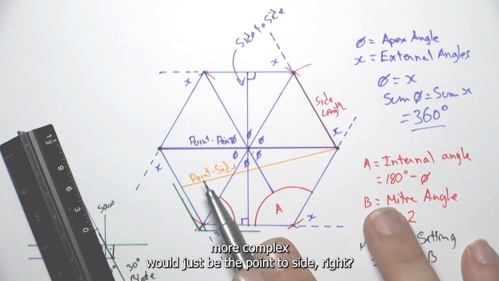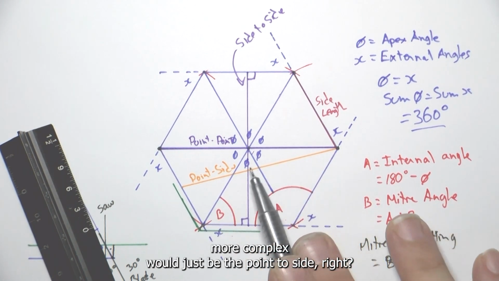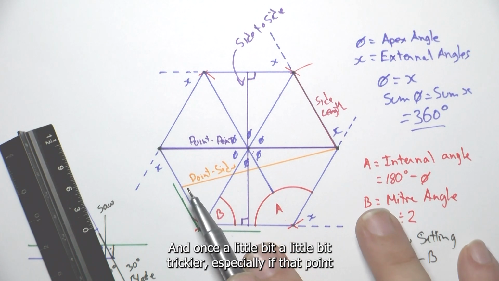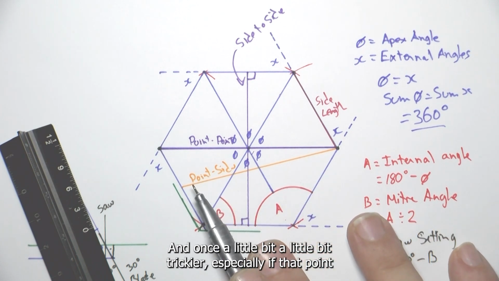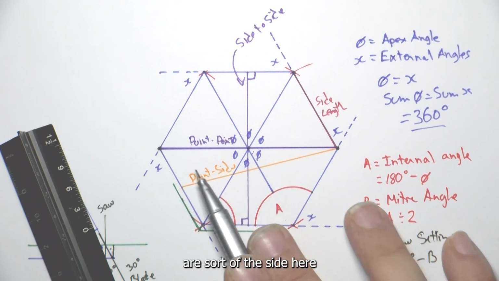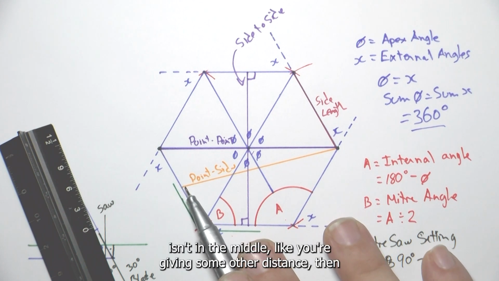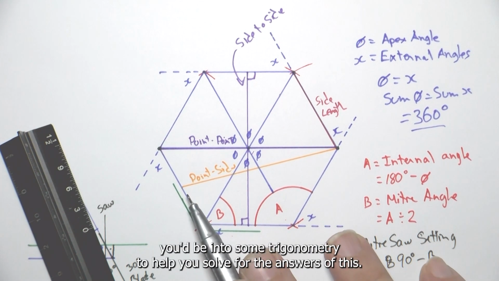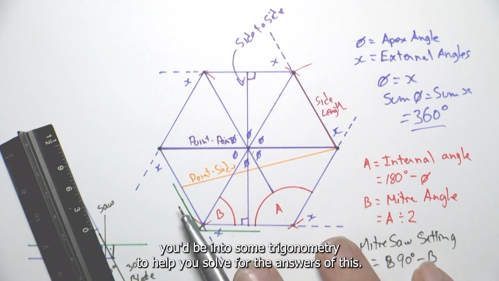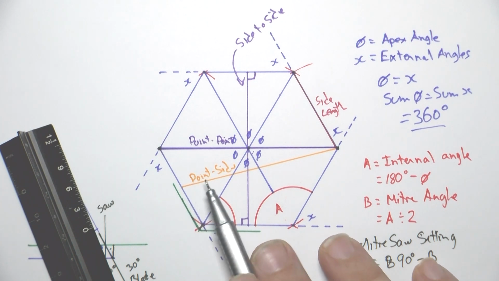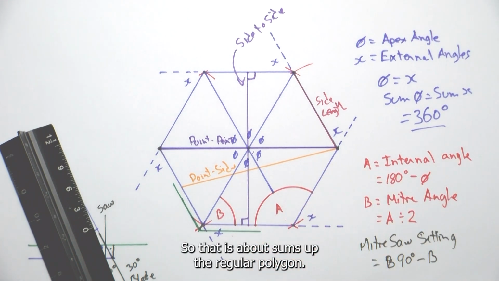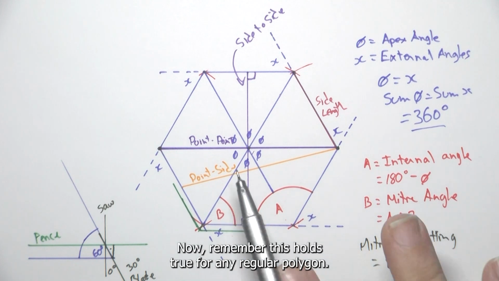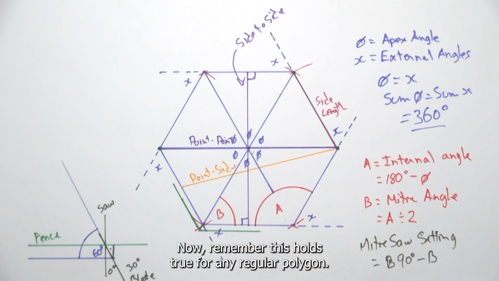And then one that's a little bit more complex would just be the point to side, right? That one's a little bit trickier, especially if that point, the side here isn't in the middle, like you're giving some other distance, then you'd be into some trigonometry to help you solve for the answers of this, right? So that about sums up the regular polygon. Now remember, this holds true for any regular polygon.